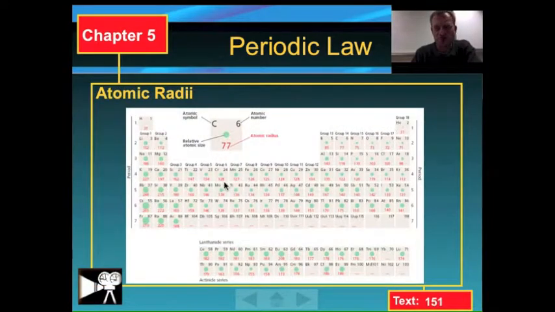The first trend we're going to look at is atomic radii, and we should be able to figure out that trend just from looking at this graphic here. So we're going to be watching for what happens to the radius of the atom as we move across a period or down a group. I have a short video clip we're going to watch, and then we'll talk some more about this.